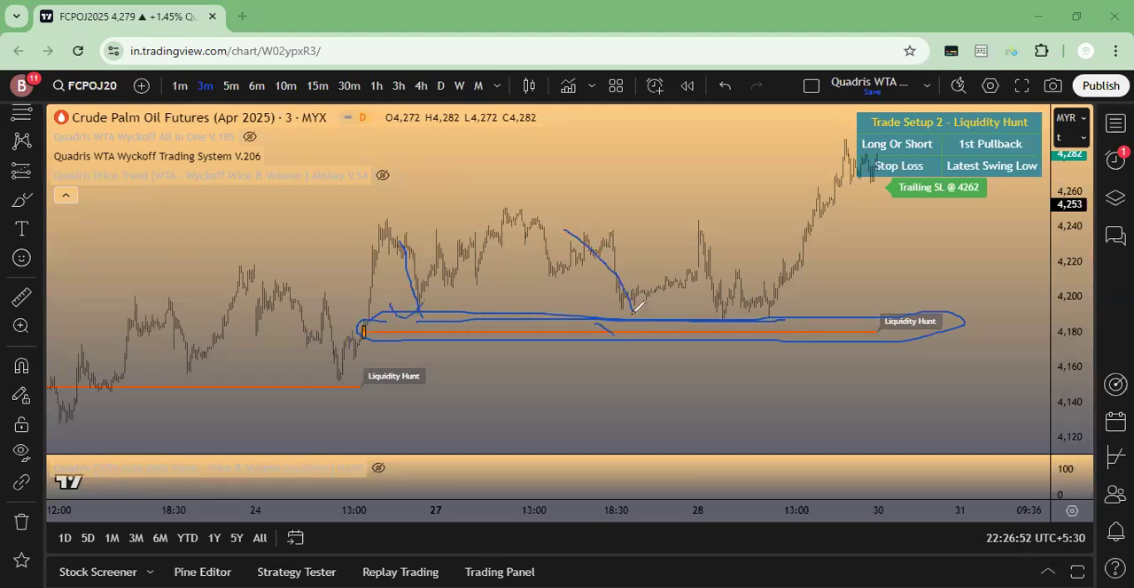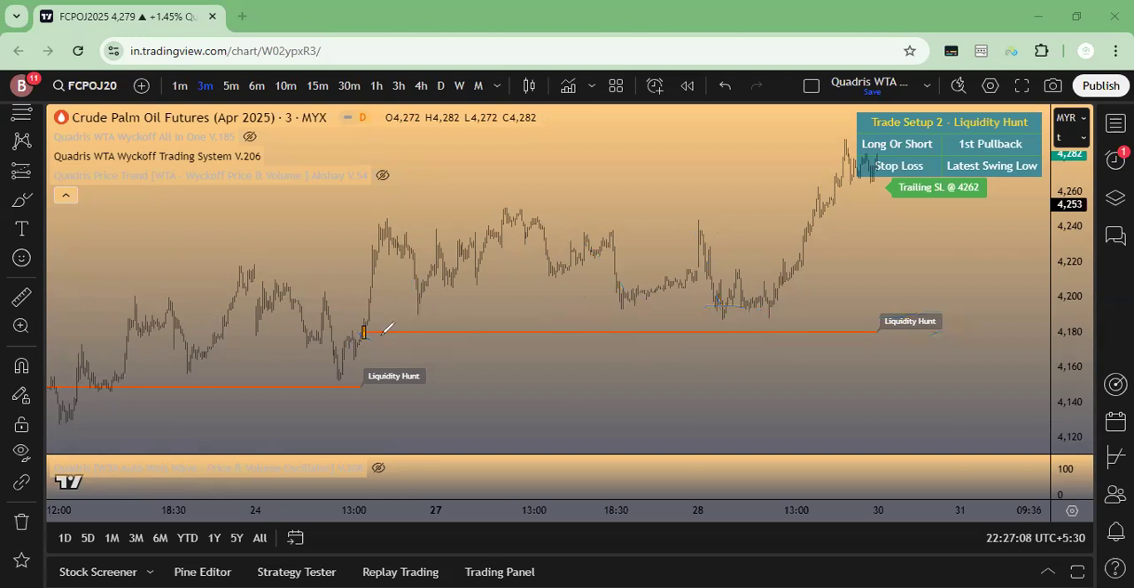Every time price is coming here, smart money is buying back. And you can see a swelling of volume taking place at this particular point, and at this particular point.